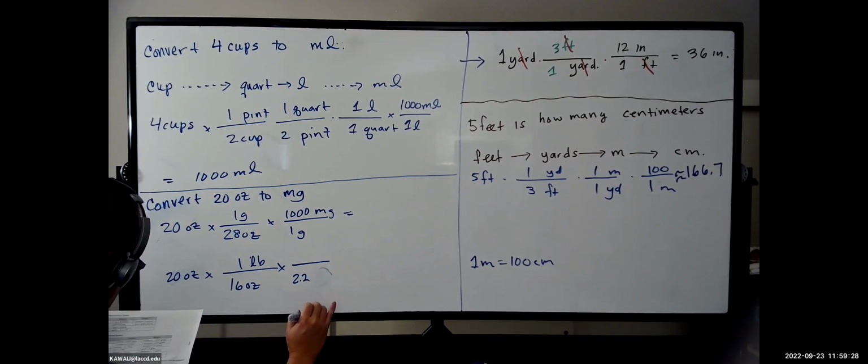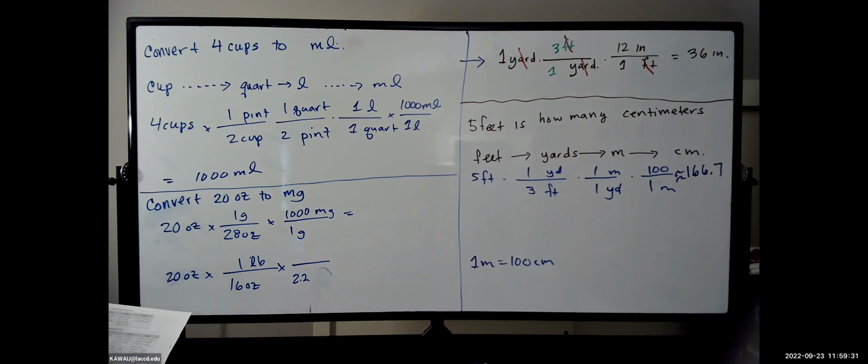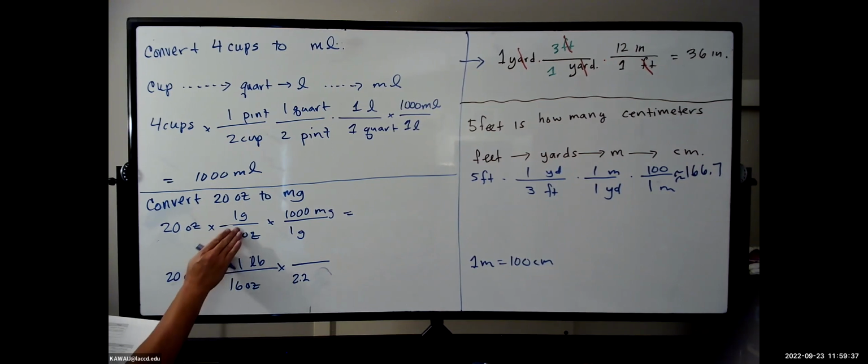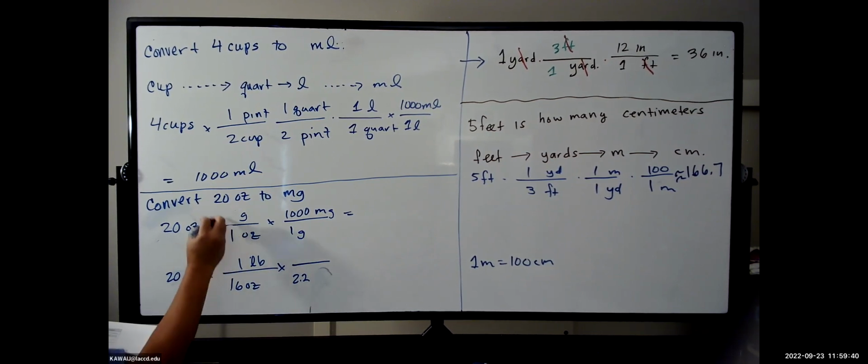Wait, isn't it 1 ounce is 28 grams? Yes, 1 ounce is 28 grams. Oh, did I have it backwards? Oh, I'm sorry. Yeah, you confused me for a minute.